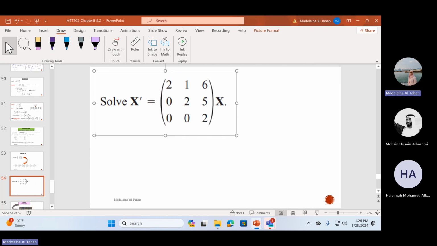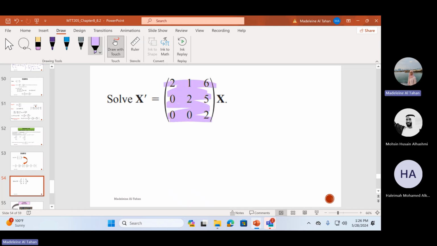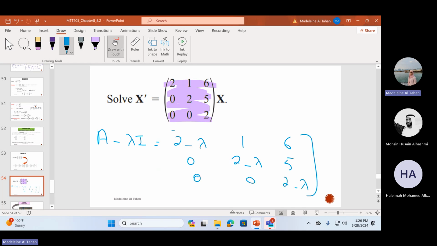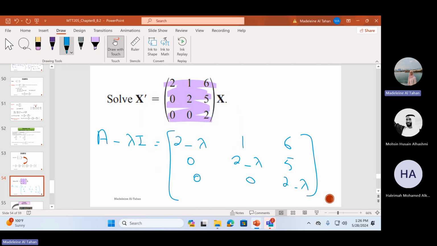So what's our matrix A, please? This is our matrix. So A minus lambda I would be: 2 minus lambda, -6, 0; 0, 2 minus lambda, 5; 0, 0, 2 minus lambda. The first step, we need to find the eigenvalues, and then we need to find the independent eigenvectors. Please, each one alone find it. Eigenvalues and eigenvectors, this is from linear algebra.